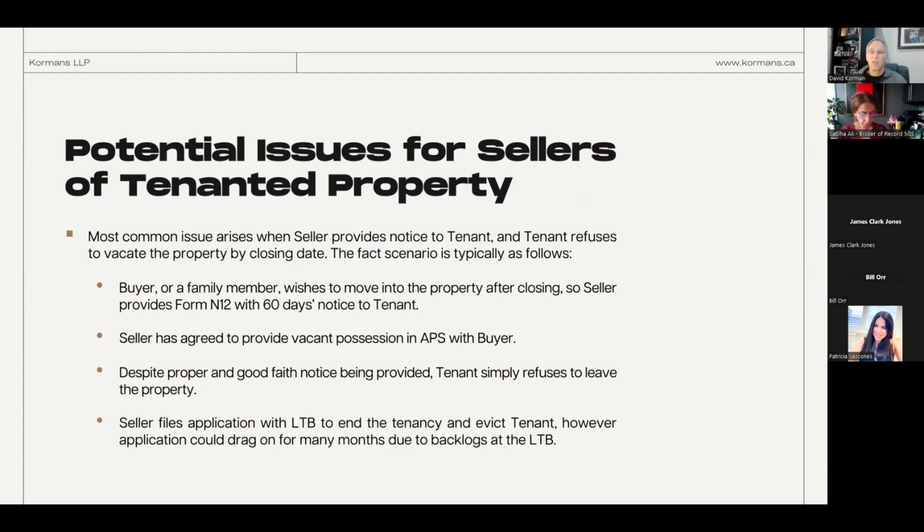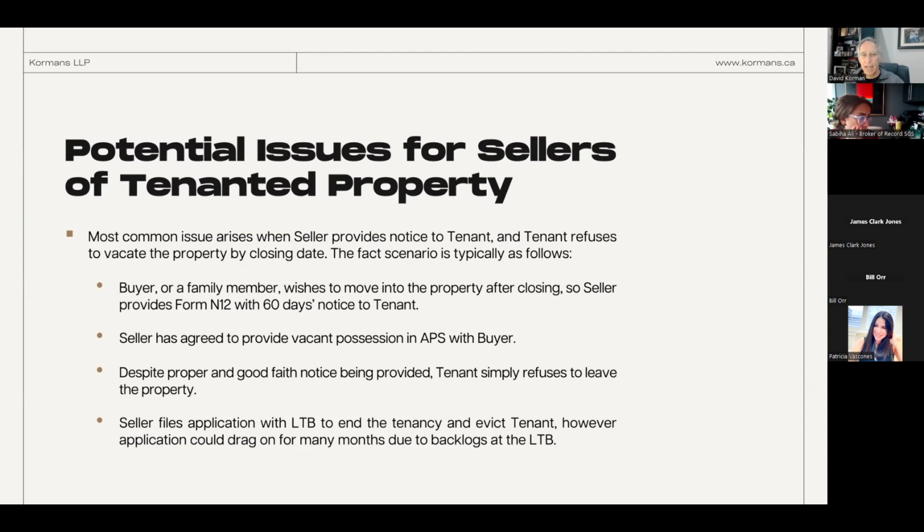Okay, they're within their rights. The landlord did everything right in this scenario. They gave the proper notice. It's bona fide. Everything was done right. The tenant doesn't leave, so it gets thrown back to the seller. Yes, you're in the right, seller, but you have to go enforce your rights against the tenant. You have to go to the Landlord and Tenant Board to get an order to get them out. So the first issue is you have to get in. You have to get a date to be heard at the board.